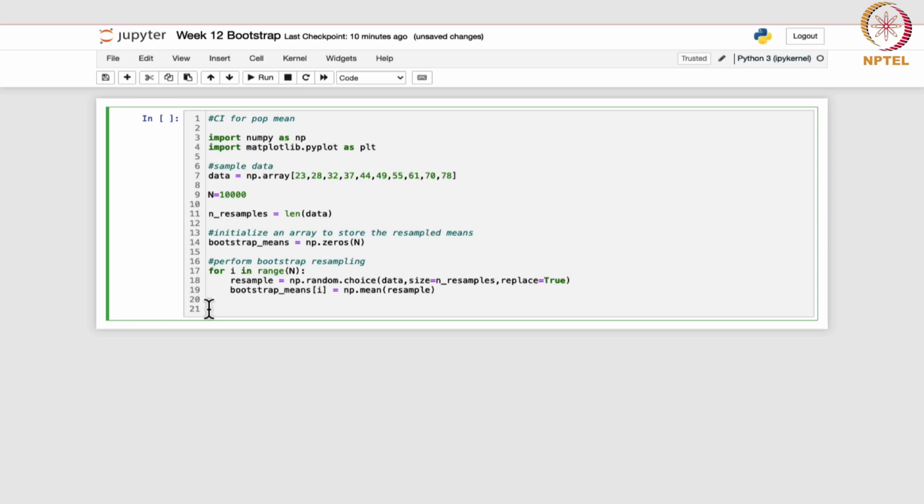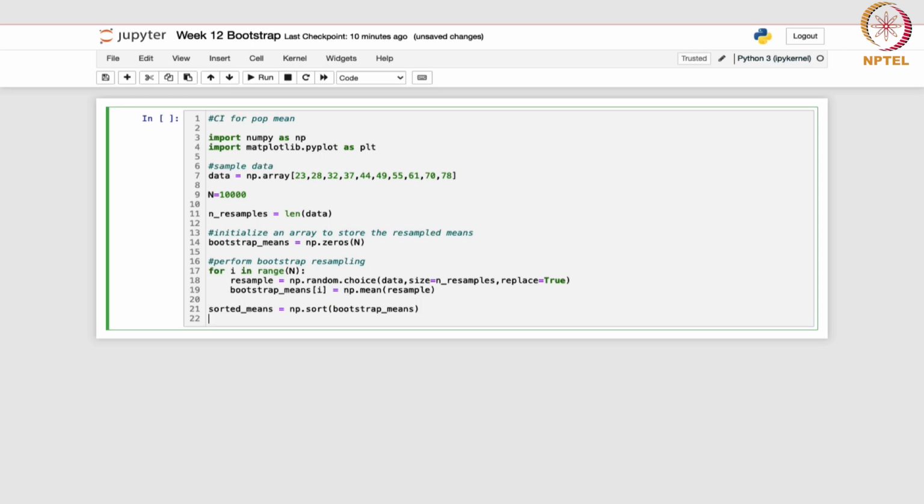Now what we will do? We will sort these bootstrap means in ascending order, because we need to find the confidence interval. So we need to arrange them in ascending order. We can write sorted_means as np.sort, using this function from the NumPy library, on bootstrap_means. This step will sort the bootstrap means in ascending order, and this will now be used for calculating the confidence intervals.